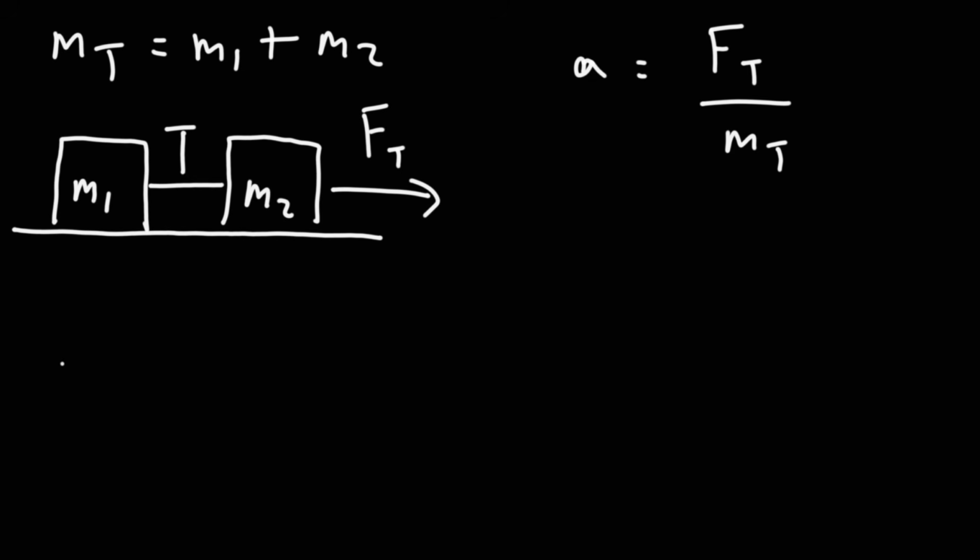Now, if we want to calculate T in this example, T is only responsible for pulling just m1 to the right. So it's going to be the mass of object 1 divided by the total mass times the applied force, which is basically the tension force to the right. So that's how we can easily calculate this tension force here.